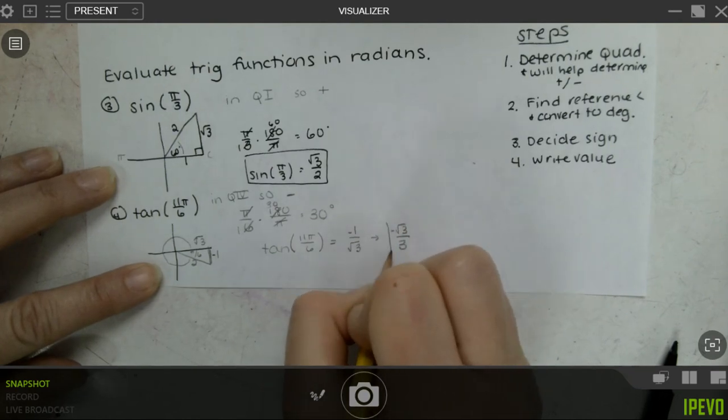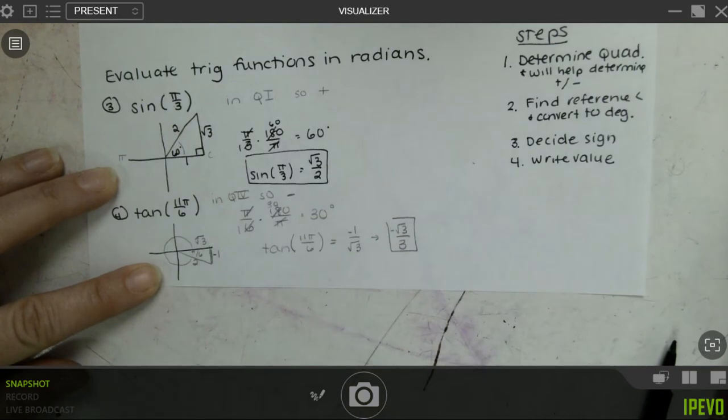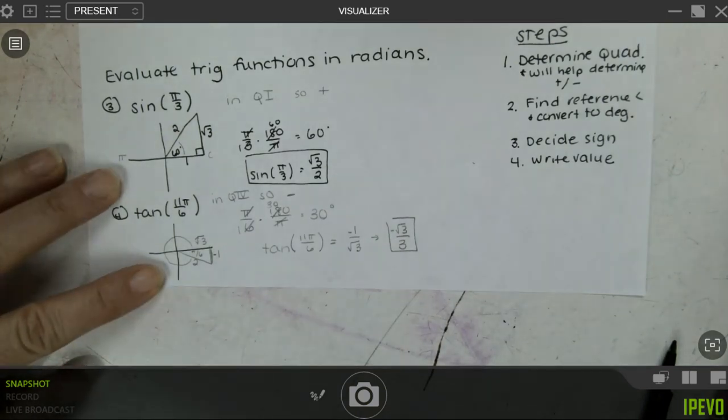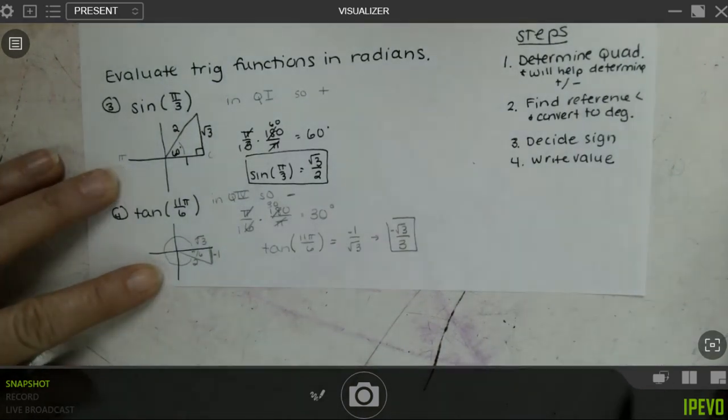And that is how you use radians to find the exact value of a trig function.